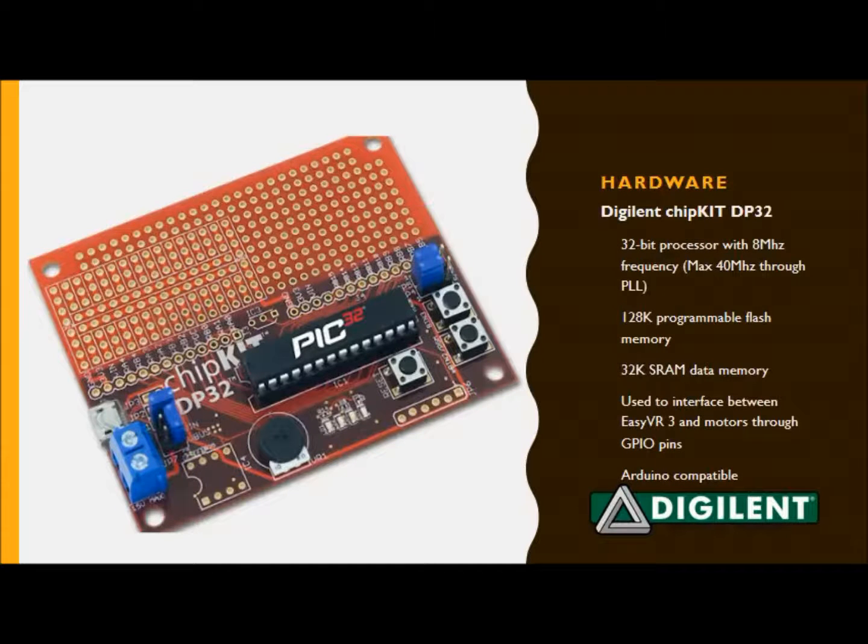Now, the main hardware component is the chipKIT DP32 prototyping board by Digilent. It comes with a PIC32MX, which is a 32-bit microprocessor. The device has an 8 MHz clock frequency, which can be increased up to 40 MHz through the phase lock loop system. There are 128 kilobytes of programmable flash memory and 32 kilobytes of RAM. General-purpose I/O pins are used to interface with the EasyVR and the motor controller. The Arduino compatibility was of aid during this project, as it allowed for use of readily available libraries for the EasyVR.